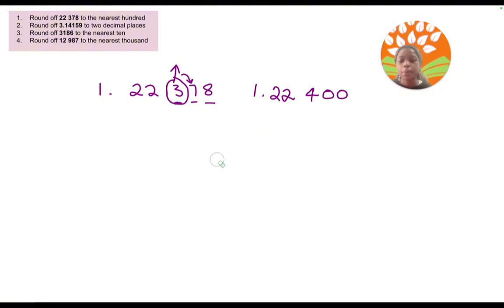Let's move forward. For number 2, we have to round off 3.14159 to 2 decimal places. So what do we do? We look at our second decimal place. Where's our second decimal place? After the decimal point, 1, 2. Here's our second decimal place.